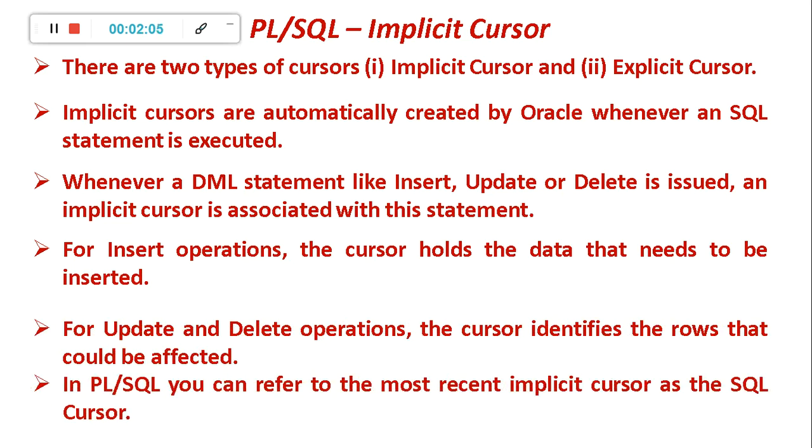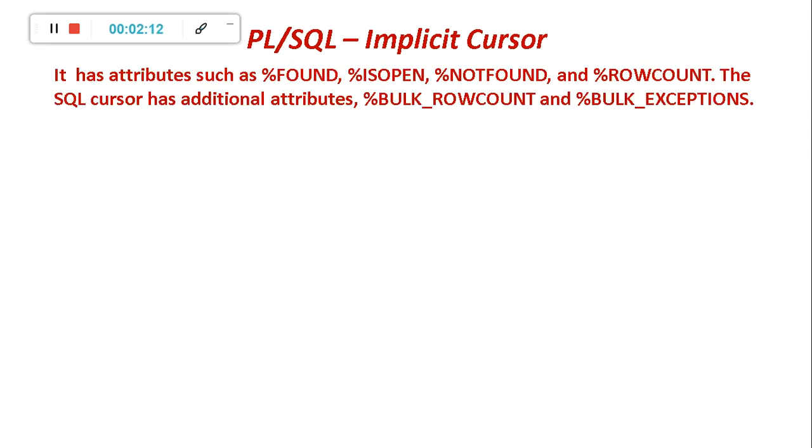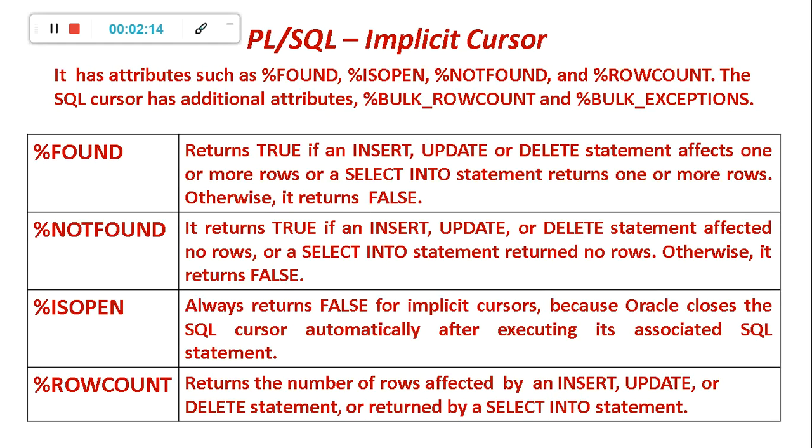In PL/SQL, we can refer to the most recent implicit cursor as the SQL cursor. It has attributes such as %FOUND, %ISOPEN, %NOTFOUND, %ROWCOUNT, etc. The SQL cursor has additional attributes like %BULK_ROWCOUNT and %BULK_EXCEPTIONS.